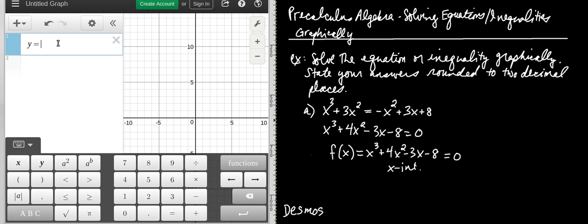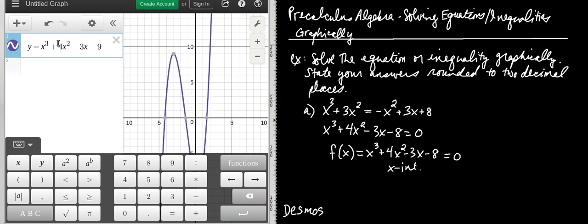So it's going to be y equals x cubed plus 4x squared minus 3x minus 8. So there's the graph of this function. Sometimes you have to play with the axes, the scales, to get it right, and you do that by clicking on this and controlling the graph settings. We don't need to here because I can clearly see where the intercepts are. I have an x-intercept right here, and you can see that Desmos puts a little point on the graph for you. So the first x-intercept is at negative 4.26, rounded to 2 decimal places.